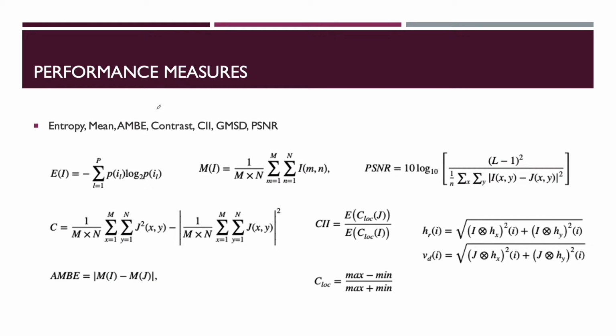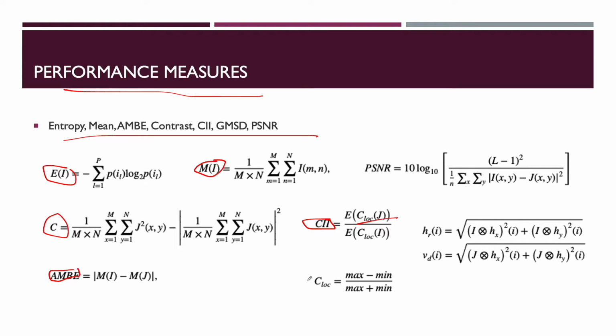So these are some of the performance measures that the paper has considered, such as the entropy, the mean, AMBE, which is the absolute mean brightness error, the contrast, CII, which is the contrast improvement index, and the CLOC is defined as follows. Then the PSNR, which is the peak signal to noise ratio, and the GMSD defined here, which is the gradient magnitude similarity deviation.